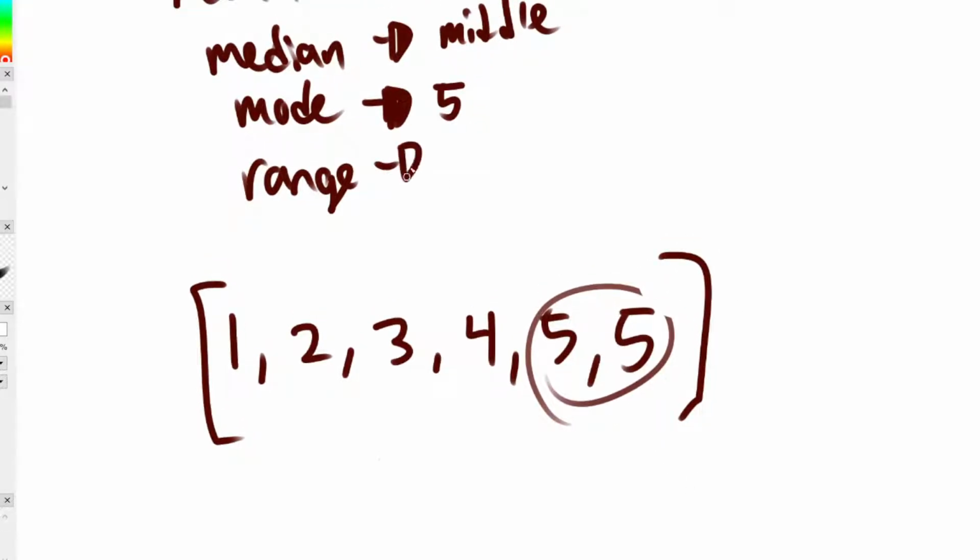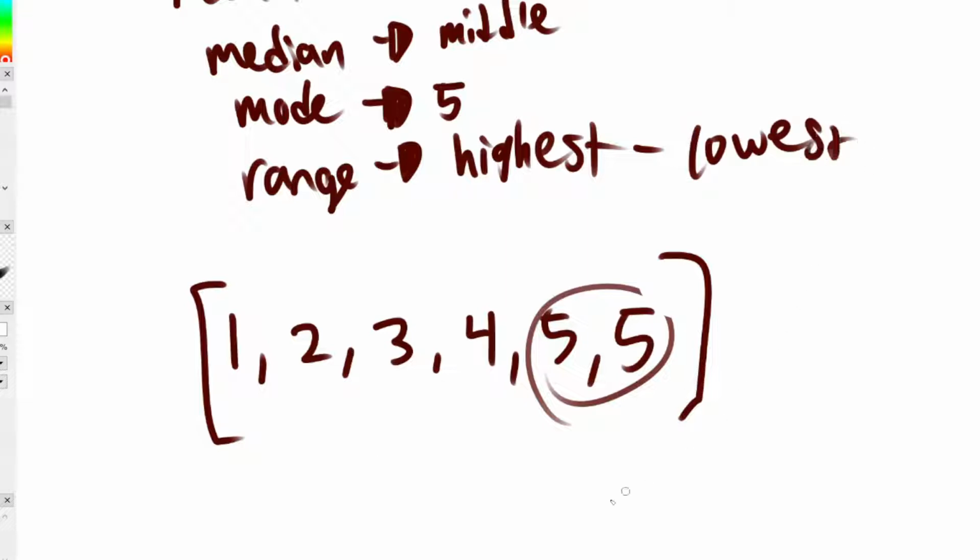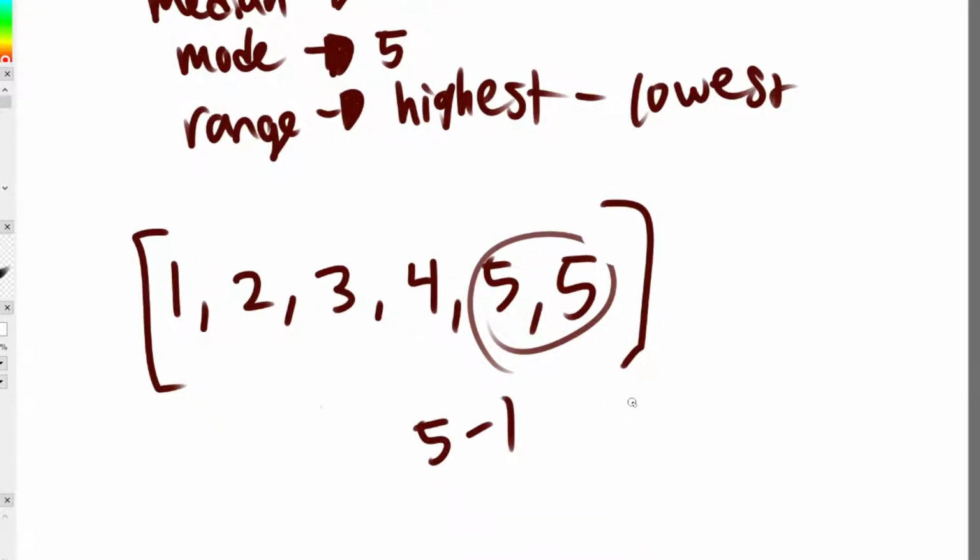A range is the highest data point minus the lowest data point. So in this case, it would be 5 minus 1, so our range would be 4. So those are some concepts.